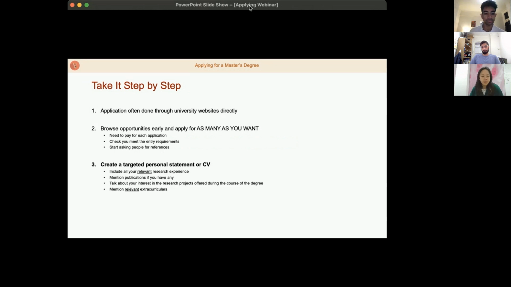The next step to applying is that you have to create a personal statement or a CV. This personal statement should be driven by your research goals and your research focus and what you want to get out of the master's. It should also focus on any relevant research experience that you have, things that you've experienced, what skills you want to get out of the master's, and why you're particularly interested in the topic that you've applied for.